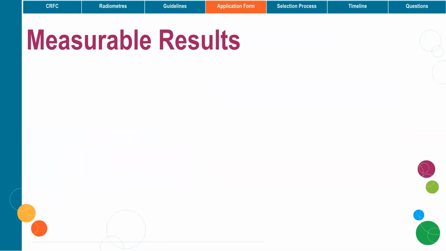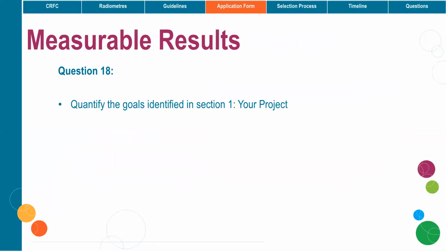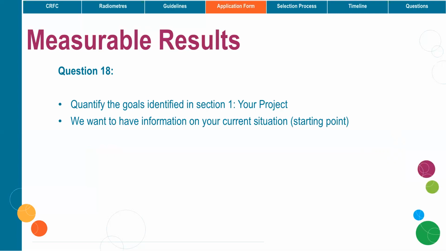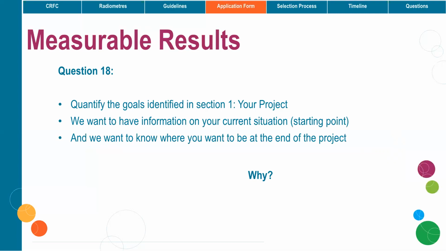Next, measurable results. In the previous slide, we encouraged you to fill the information that we think was commonly spread across the projects. But in this section here, in question 18, we really encourage you to identify results that are particular to your project and that will make you unique. And all the time, make sure that you are able to include the information regarding your current situation, so the starting point, and to be able to give us a clear idea of where you want to be at the end of your project. And why are we asking that? It's in order to be able to measure the progress that will be made through your project.